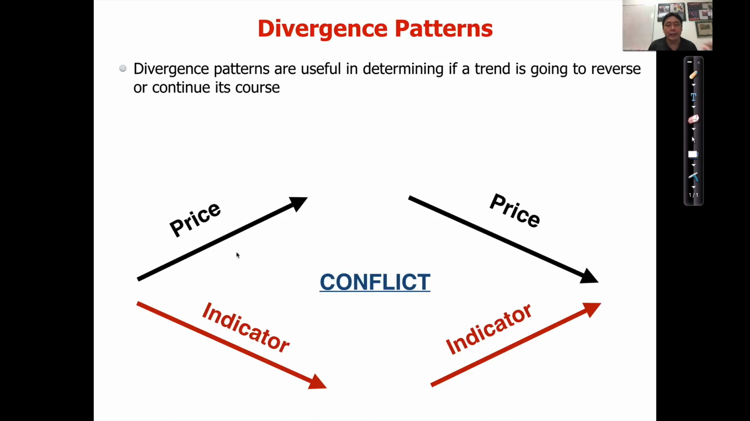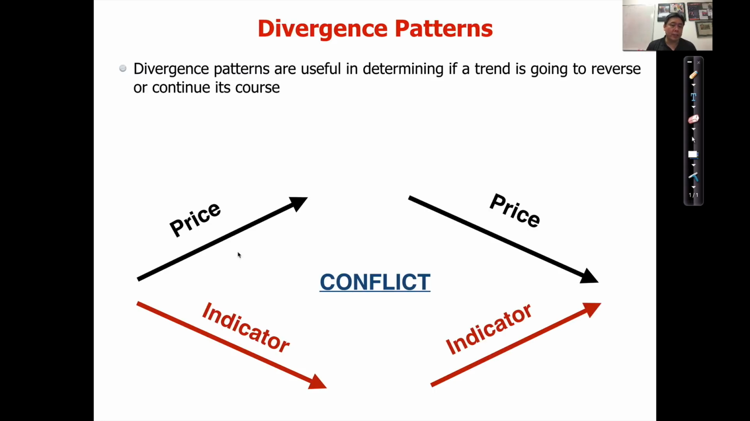You can use any indicator. You can use MACD, stochastics, RSI, force index. There are many indicators that can show you divergence. We're going to focus for this lesson mainly on the MACD indicator, but you will see later on that we can also use it on stochastics and RSI, which is another indicator.